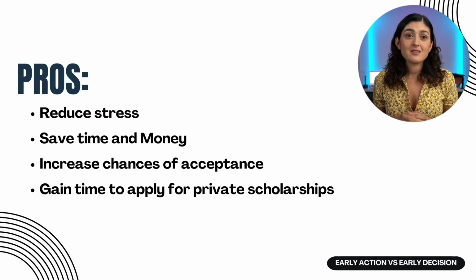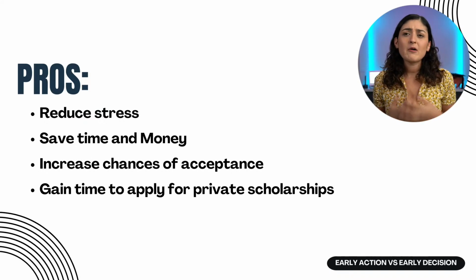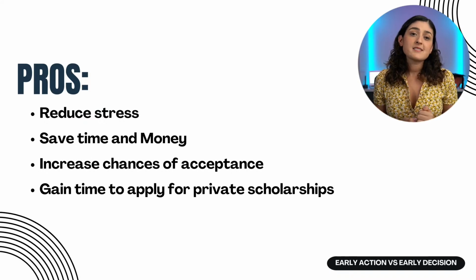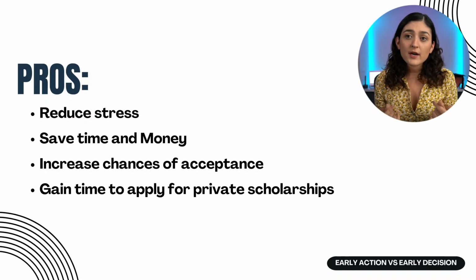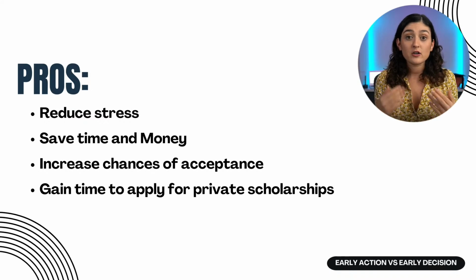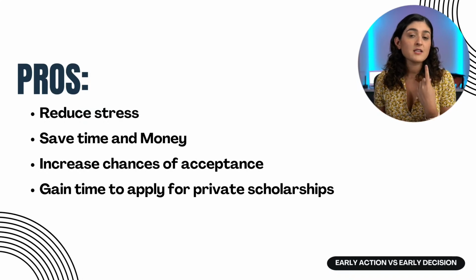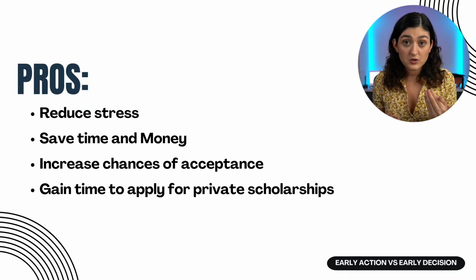Another pro is that choosing to apply early decision actually saves time and money. What does that mean? Since the student is applying early, they will do this application quicker. Because they have to submit it early, they will find out earlier on. And if they choose early decision, they are only really applying to one school, so they don't have to spend money on sending their applications to different institutions, right?